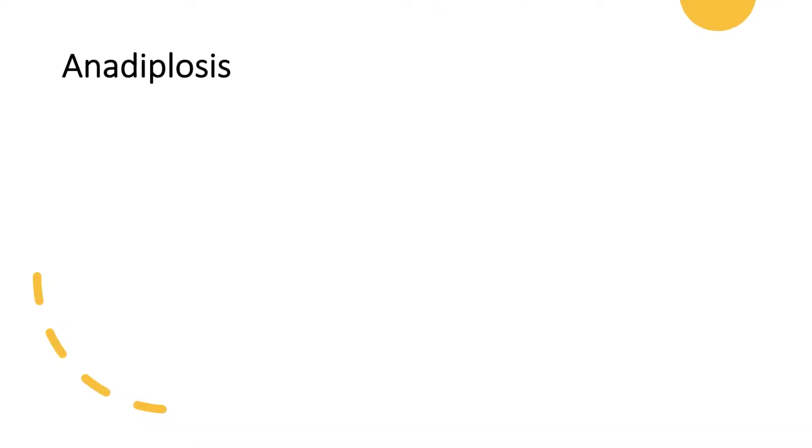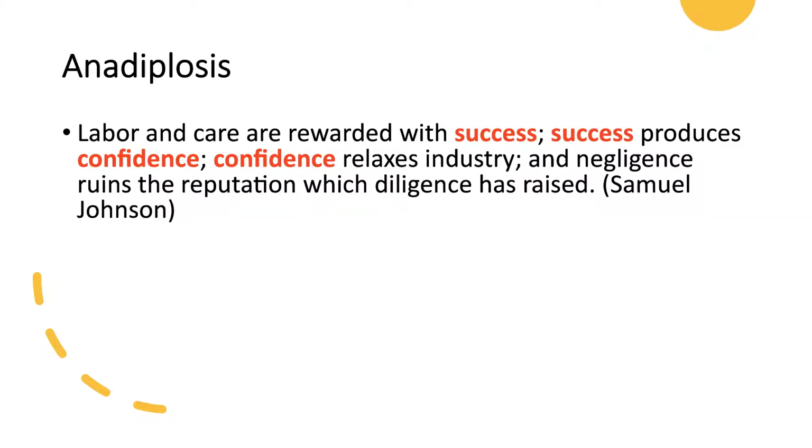So the first type of rhetorically effective sentence is the Anadiplosis sentence. Now, Anadiplosis, as you can see from the first example here, is an example of one word that concludes a clause being the same word that introduces the beginning of the next clause. So labor and care are rewarded with success. Okay, so that's A, success.